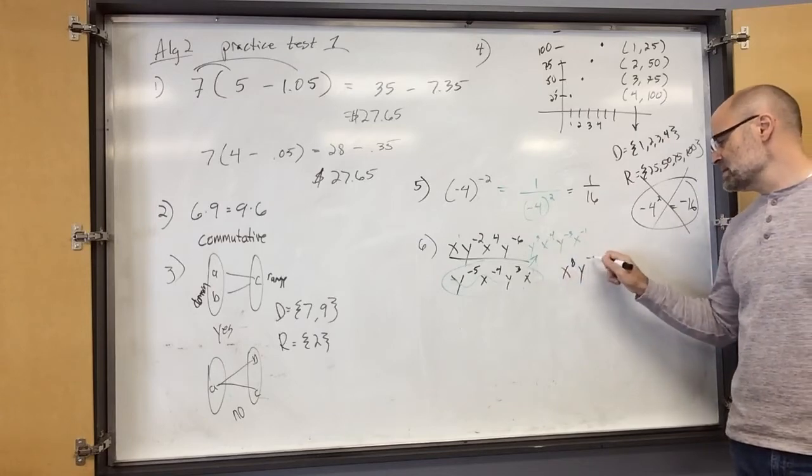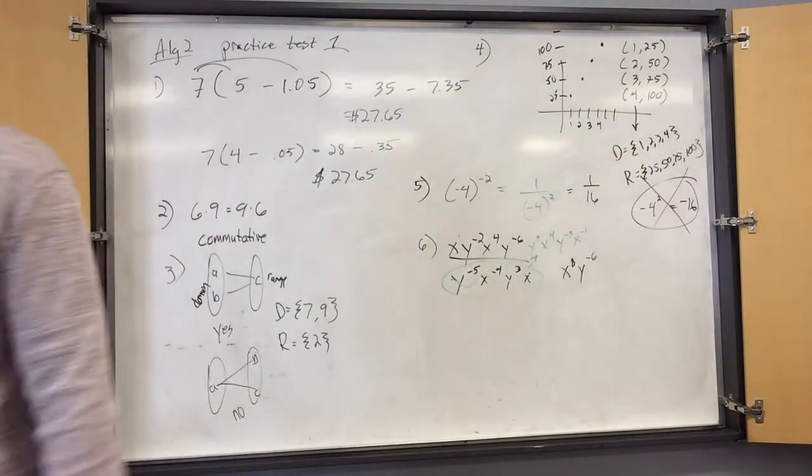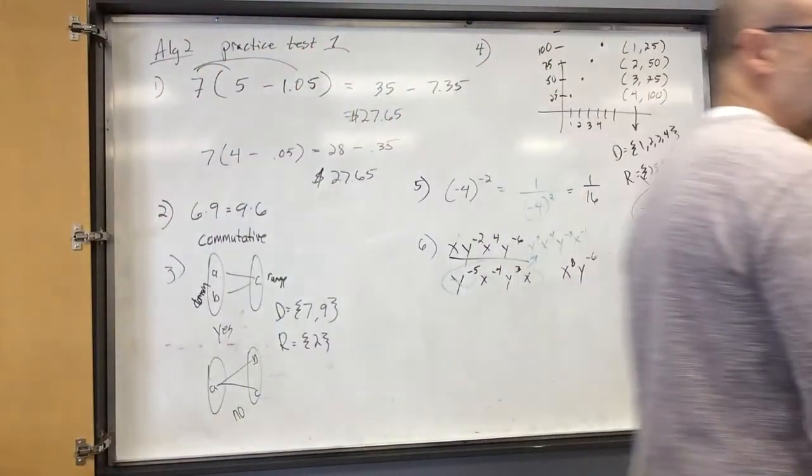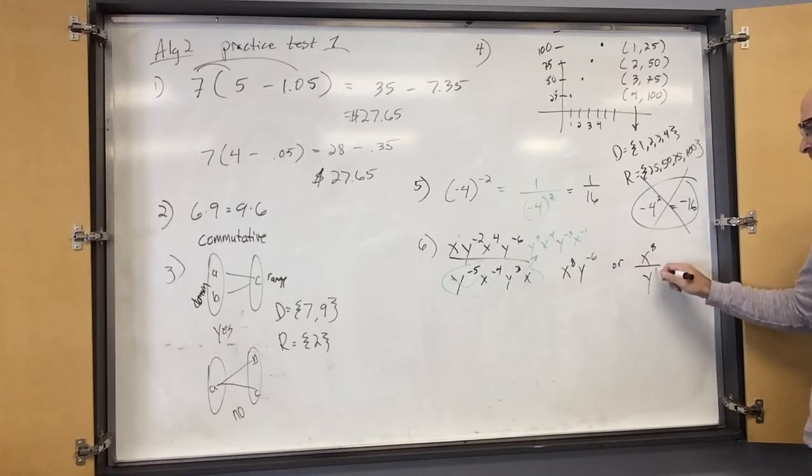So y to the negative 3. What does the answer say to write it in? Nothing. So you could leave it like this if you wanted to. That's totally fine. But if the negative exponent bothers you, what could you do? Yeah, so just say x to the 8th over y to the 6th.